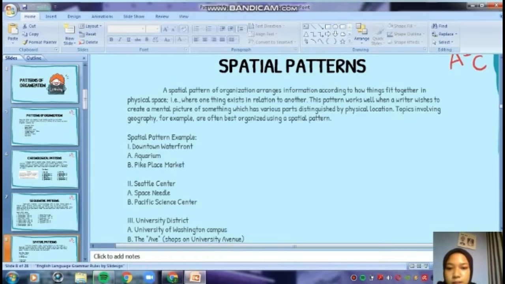Spatial patterns. Example 1. Downtown waterfront. A. Aquarium. B. Pike Place Market. 2. Seattle Center. A. Space Needle. B. Pacific Science Center. 3. University District. A. University of Washington Campus. B. Shops on University Avenue.